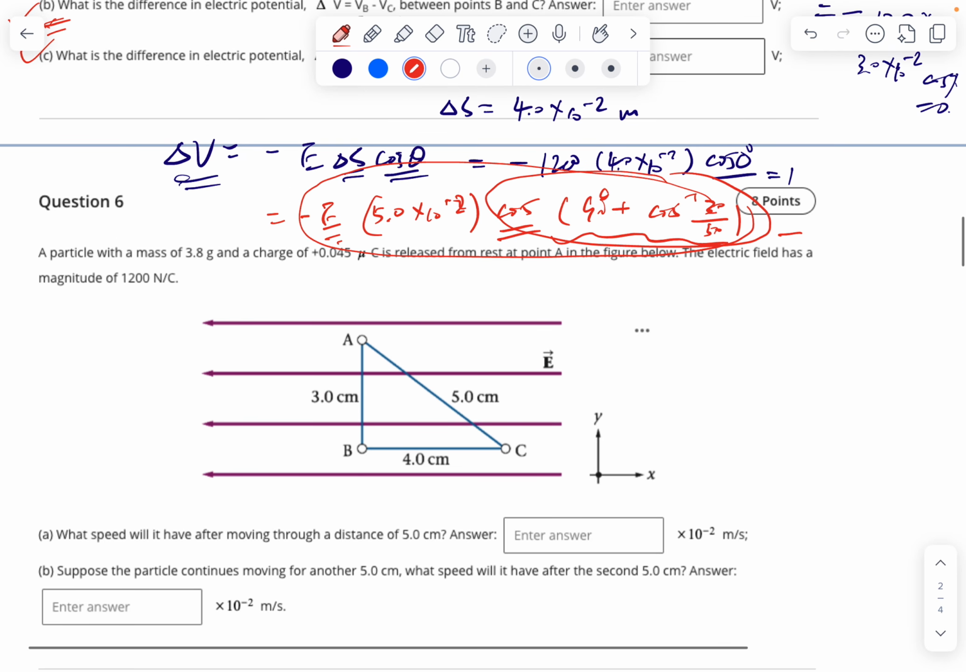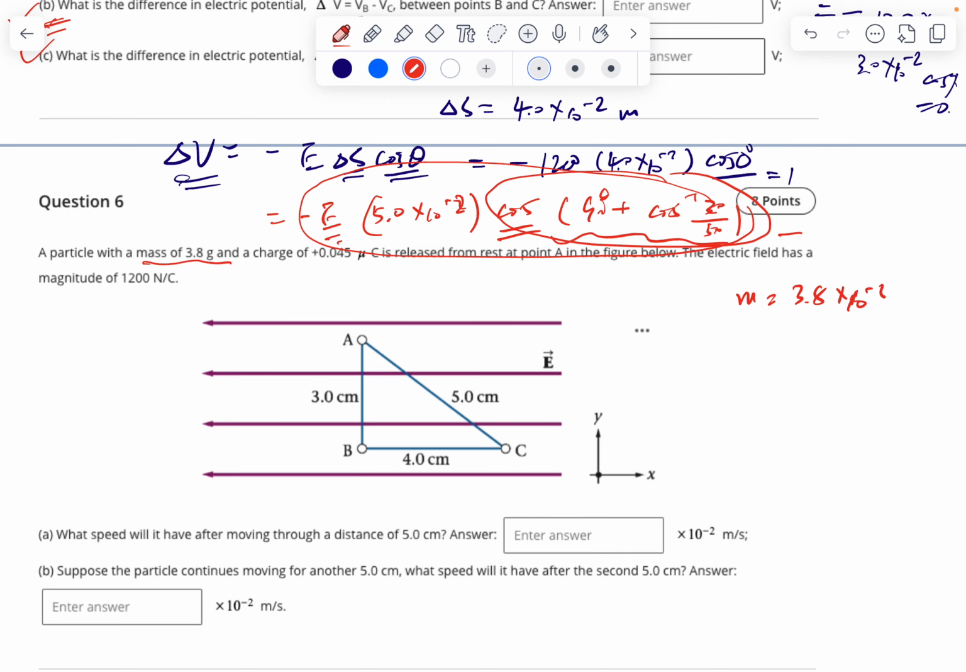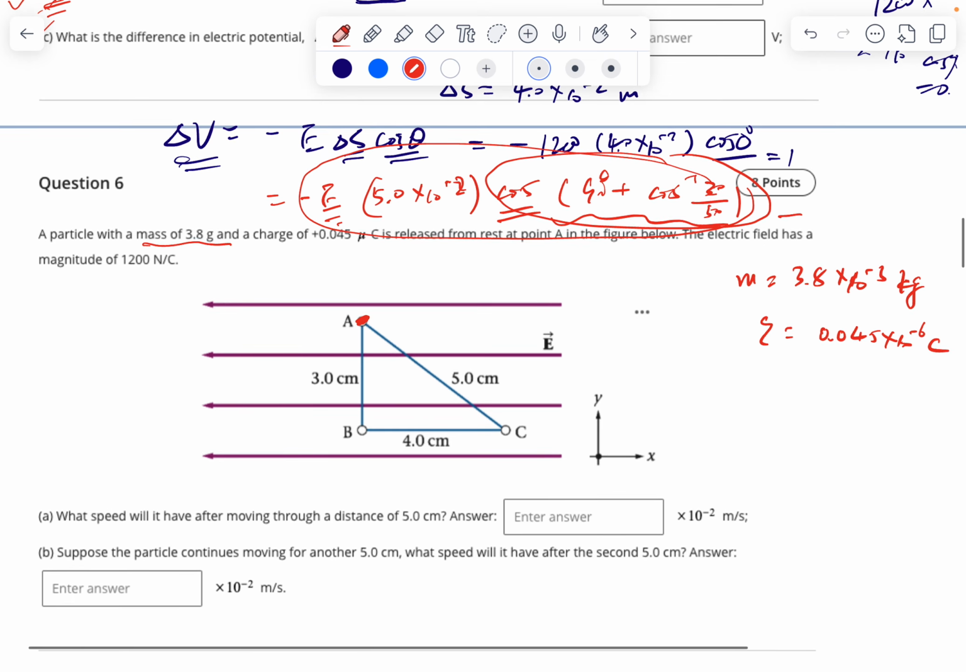Number 6, a particle with mass 3.8 grams, which is 3.8 times 10 to the negative 3 kilograms. You have to use SI units. And the charge Q equals 0.045 coulomb, is released from rest at point A in the figure below. Find the electric field; this is the electric field.